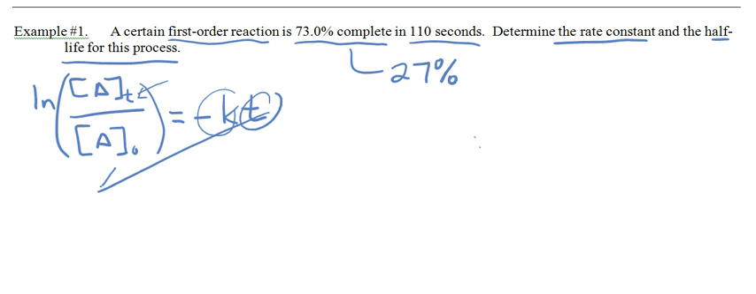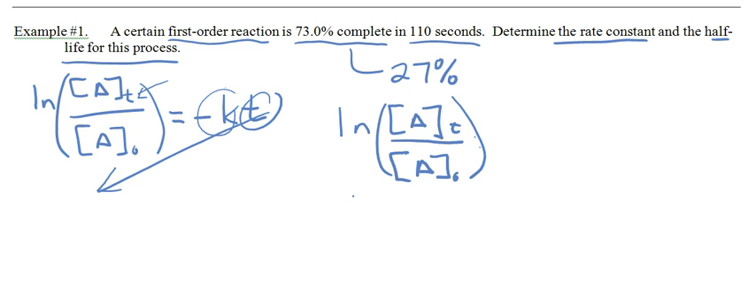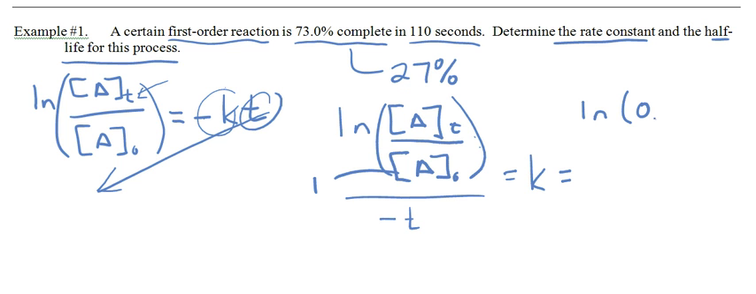We're going to move the T down below. So the equation will now look like natural log of the concentration at some point in time over our initial concentration, all over that. And I'm going to bring the negative sign over as well, just to clean things up. And that'll equal K. Again, to simplify this, go ahead and make this value 1 molar. So if we have a 1 molar solution and we only have 27% of that remaining, what does that value actually represent? Well, a decimal would be 0.27. So I'd have natural log of 0.27 over the negative time, which again is 110 seconds.